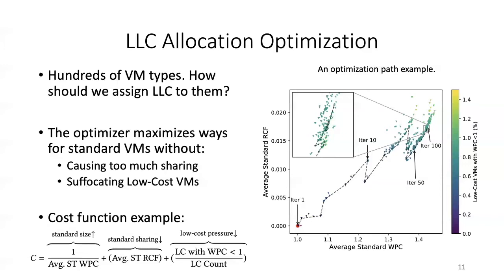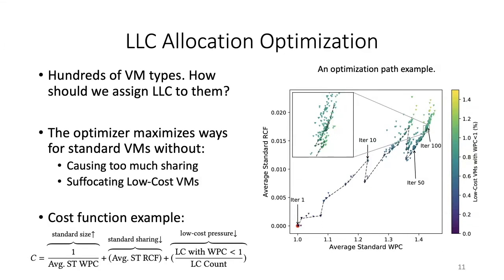The optimizer explores different LLC allocations to each of those standard VM categories, and eventually we land on some place that we have a good balance between how much we increase their ways per core. Here we started from ways per core of 1, and we increased it almost 45%. Also, we try to make sure that the resource competition factor between them, we will minimize those.